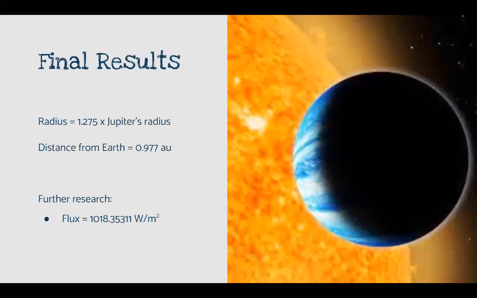In conclusion, the radius of Cutter 1b is 1.275 times Jupiter's radius, and the distance Cutter 1b is from Earth is 0.977 astronomical units. I did a little more calculations and I found that the solar flux, which is the amount of light being radiated on a given area, on Cutter 1b relative to the flux on Earth is 1,018.35311 watts per meter squared. This means that the radiation of the host star on Cutter 1b is approximately 1,000 times greater than the radiation of the sun on Earth. Next slide.